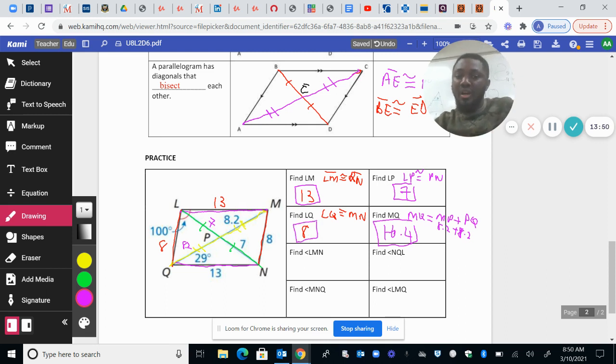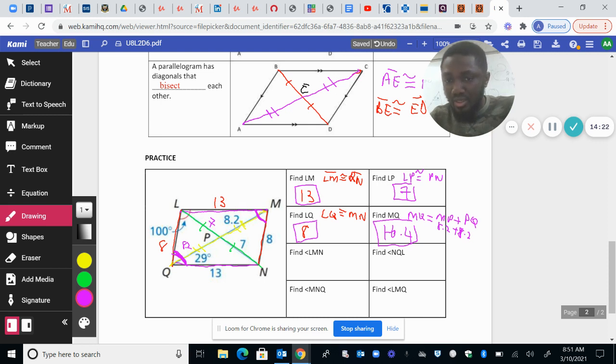And the measure of angle LMN. LMN is the whole of this angle. And we know this angle is congruent to angle Q because they're opposite angles. LMN is congruent to LQN. Since we don't know anything about LQN, we're going to leave it like that.